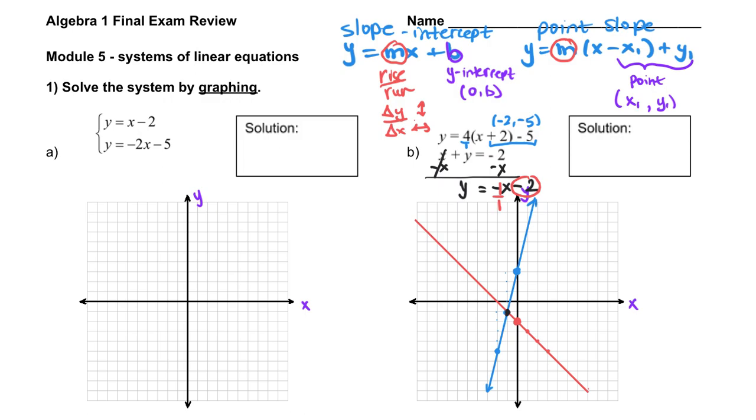And this point right here is at (-1, -1). So remember, our ordered pair is always going to be an x, y.